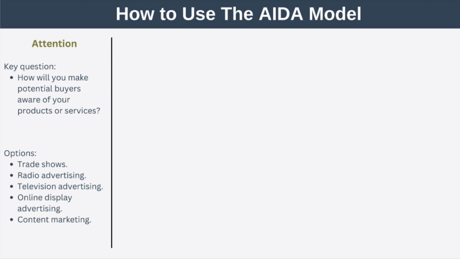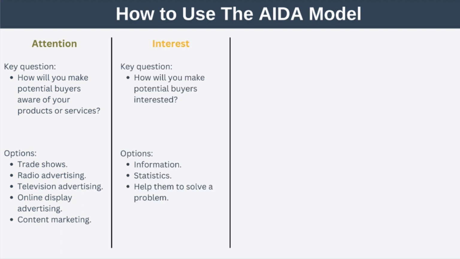So in the first step of the model, attention, the critical question you need to answer is, how will you make potential buyers aware of your product or service? You can do this in many ways, including attending trade shows, radio advertising, television advertising, online display advertising, and content marketing.